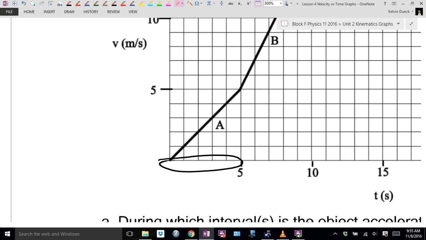How could I find the average of two things? Add them up and divide by? How can I find the average of two things? Add them up and divide by? How can I find the average velocity?